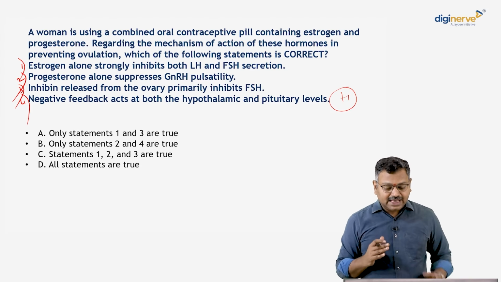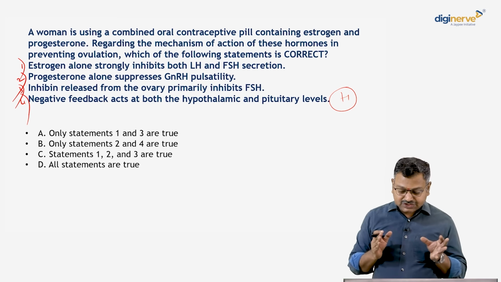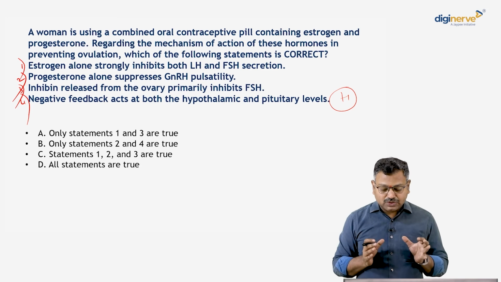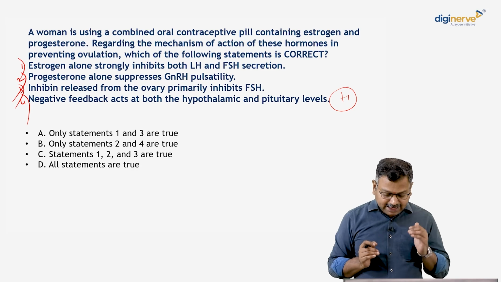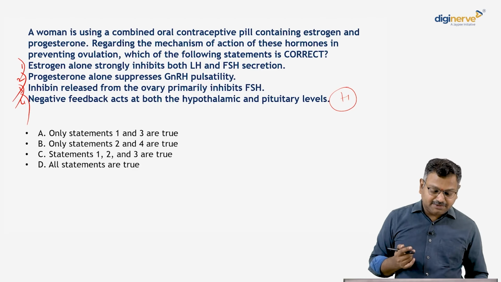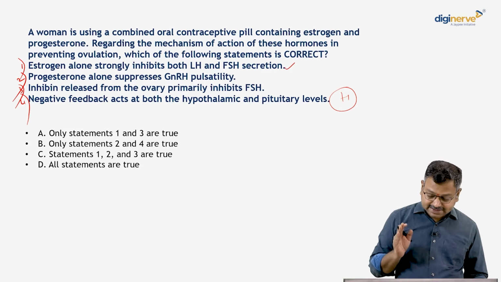So estrogen, as we said, there is a negative feedback. So LH and FSH, estrogen has a strong effect on that. In a small amount, estrogen is producing a negative feedback. At a larger amount, it's going to have a positive feedback. So estrogen alone strongly inhibits FSH, LH is correct.